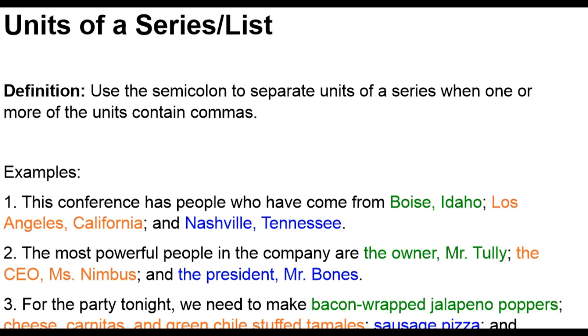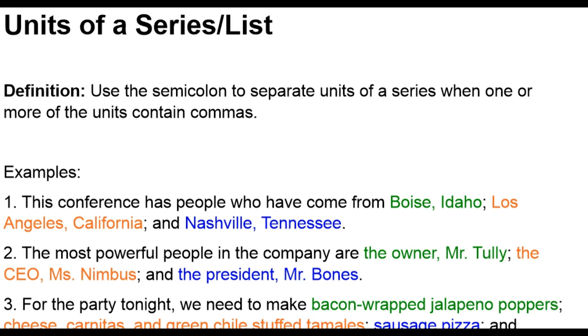Okay, so if you're looking at example number 1, it says this conference has people who come from Boise, Idaho, Los Angeles, California, and Nashville, Tennessee. I can't have comma, comma, comma, comma, because that would be redundant. I would want to say Boise, comma, Los Angeles, comma, and Nashville, or Idaho, comma, California, comma, and Tennessee.